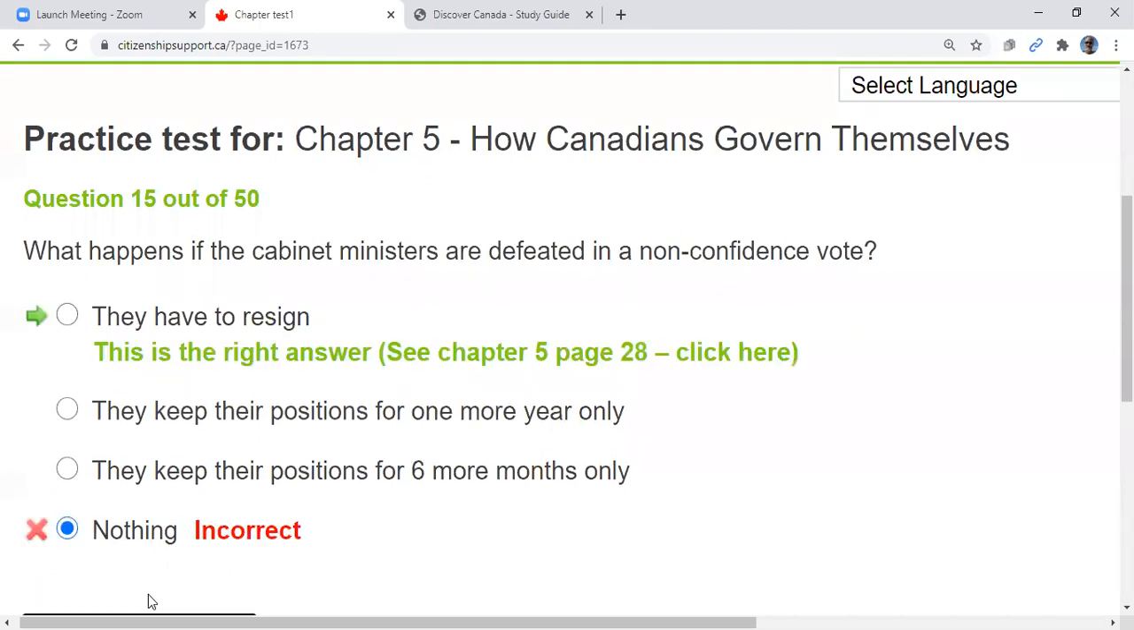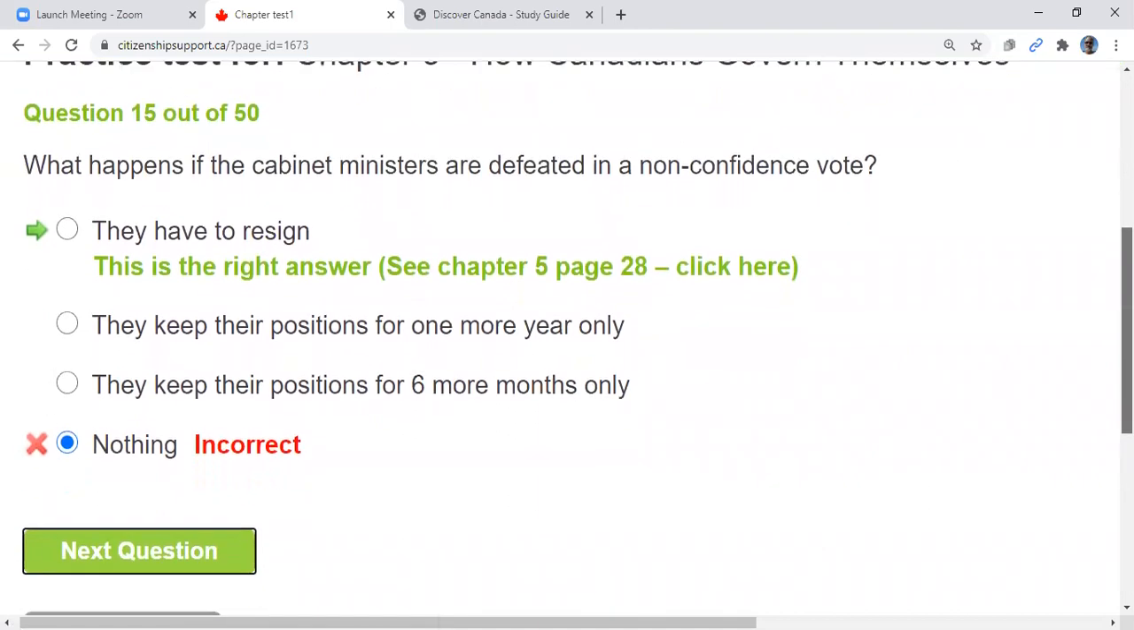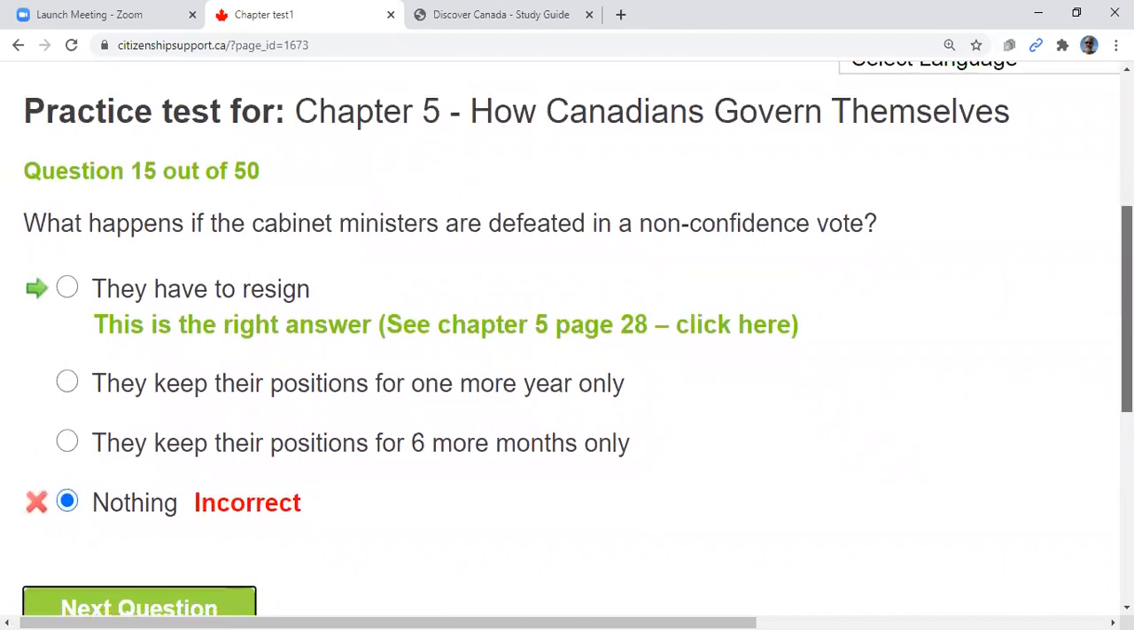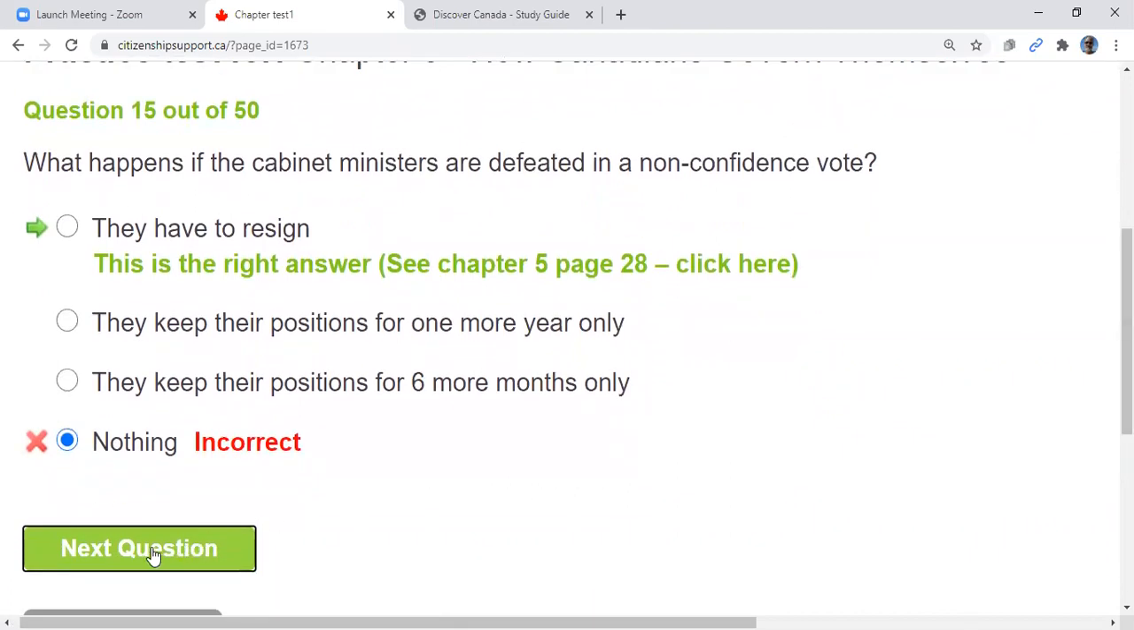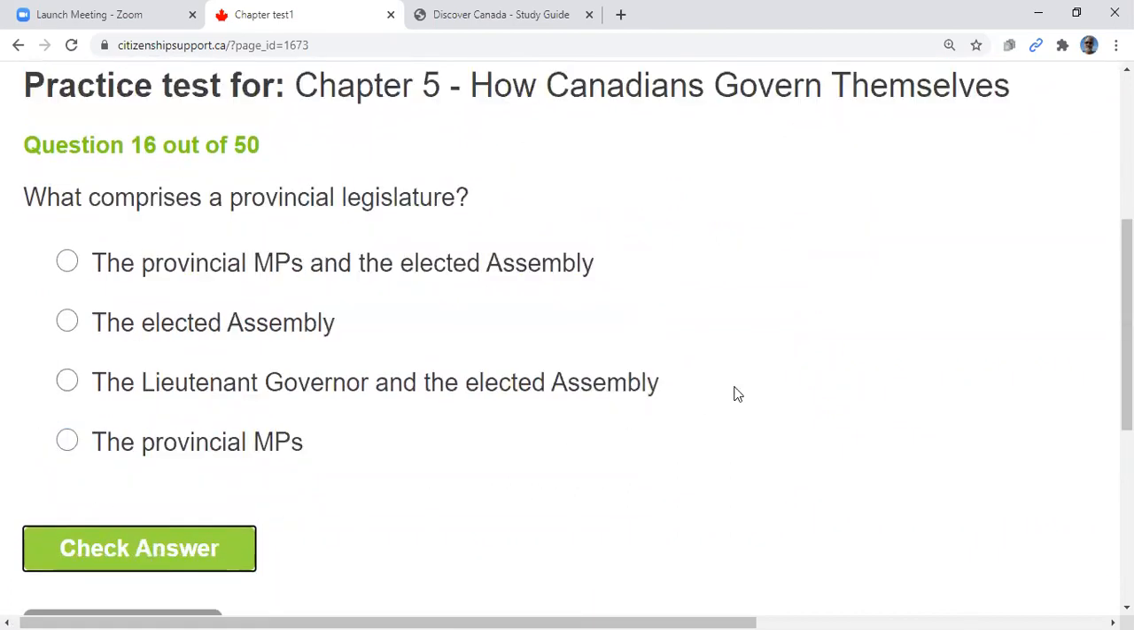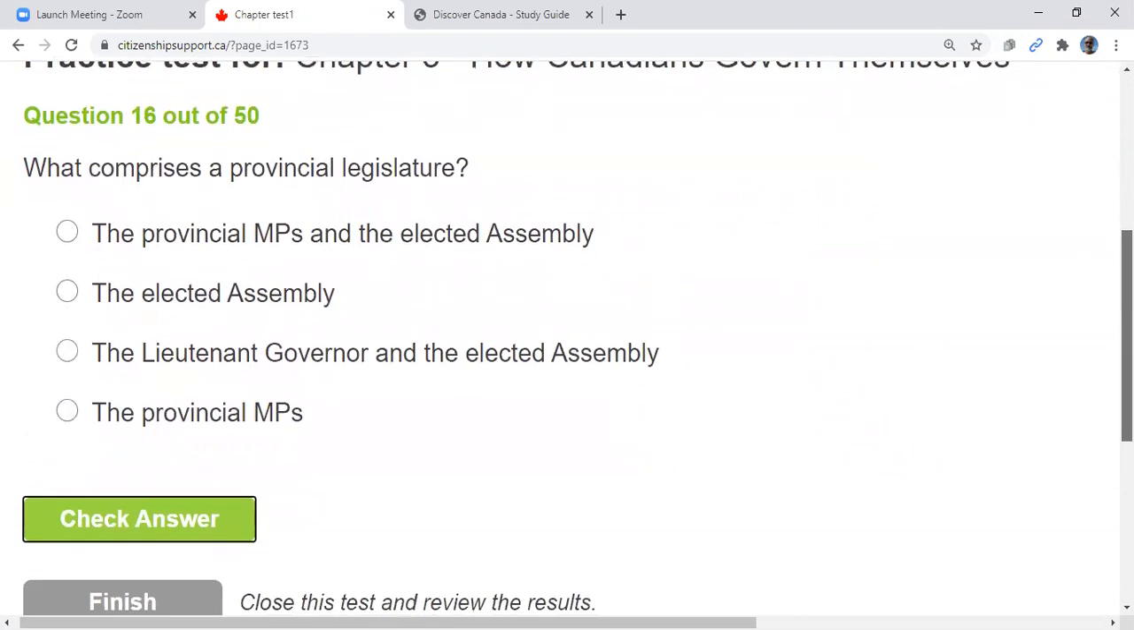Let's try and see. No, they have to resign. They have to quit. Yeah. It's okay. These are hard. These are hard questions. Do not worry about it. That's why we're doing them now, so you don't have to do them on the test. Don't worry about it. Okay. Now this one is for Muhammad, let's continue.